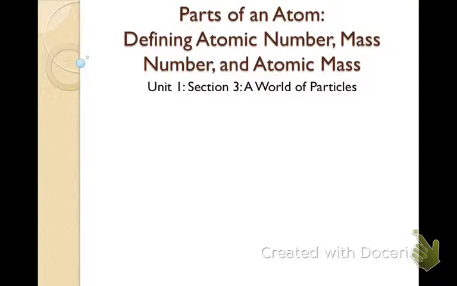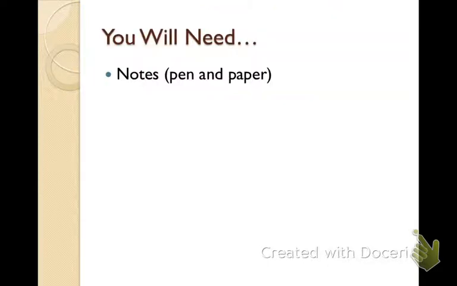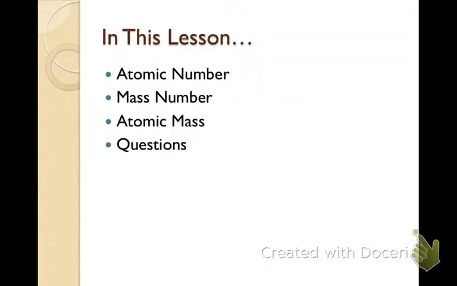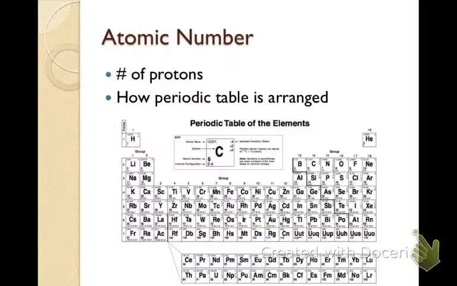Everyone, so we're going to talk about three specific terms that you'll see throughout chemistry. They're called atomic number, mass number, and atomic mass. You'll need your notes for this. So we're going to talk about each of their definitions and then go through some practice questions.